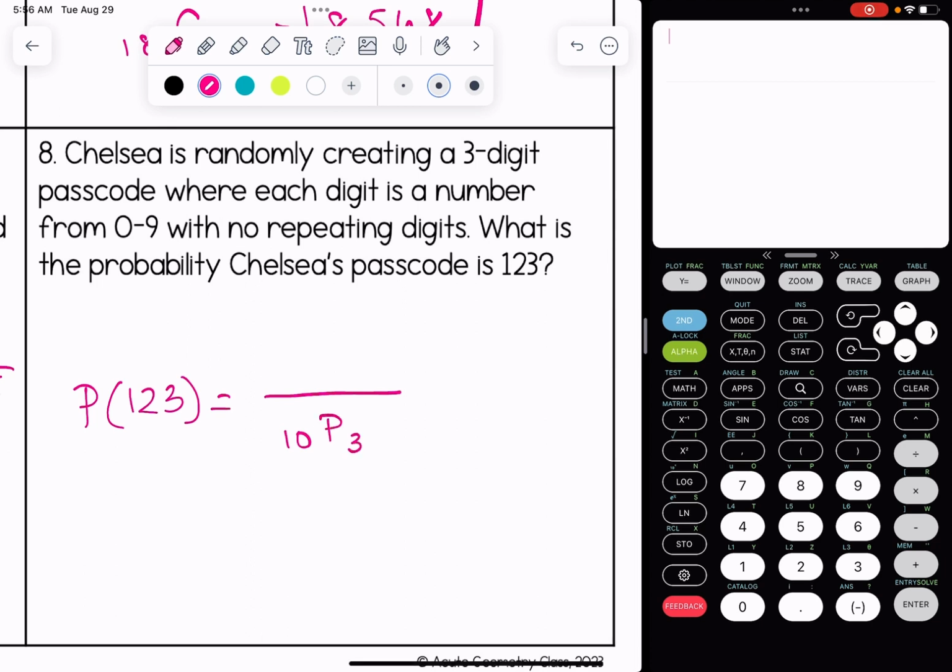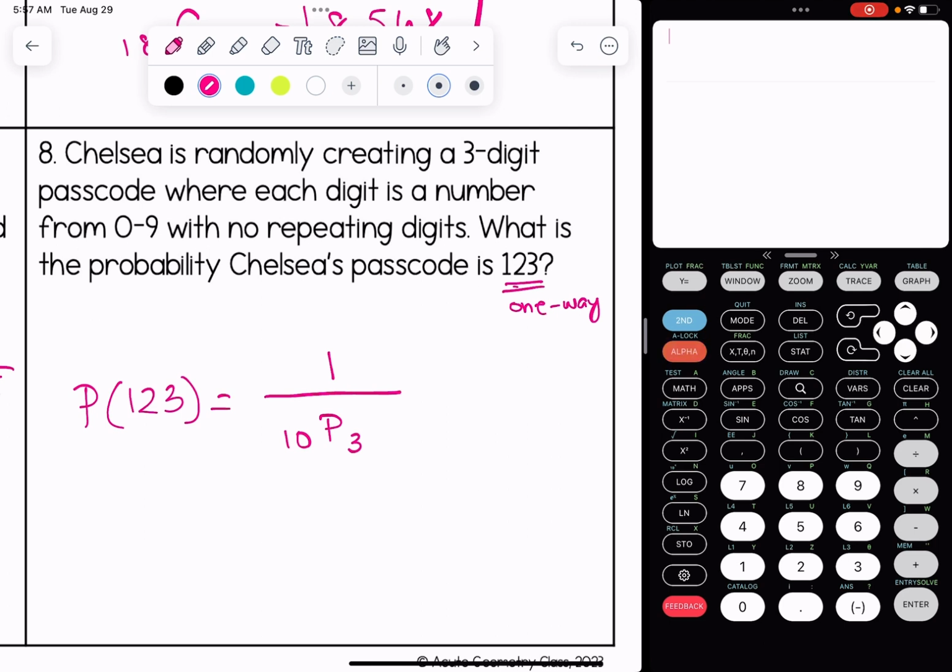Okay, the order does matter in a passcode. How many of these options are going to be 1, 2, 3? One of them, right? That's the favorable outcome. We're given an exact answer here. We want it to be 1, 2, 3. So this is how we're going to calculate our probability. So again, the numerator is 1 because there's only one way to get 1, 2, 3. Okay, because order matters. And the denominator is 10P3 because we have 10 options for digits and we're going to pick 3.